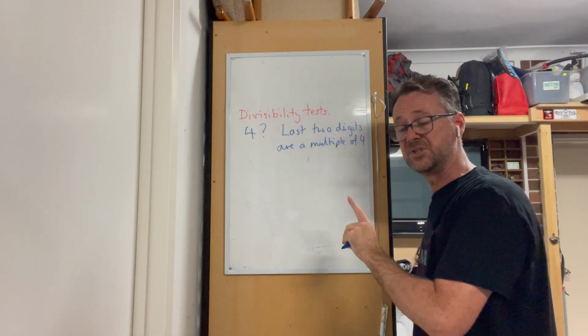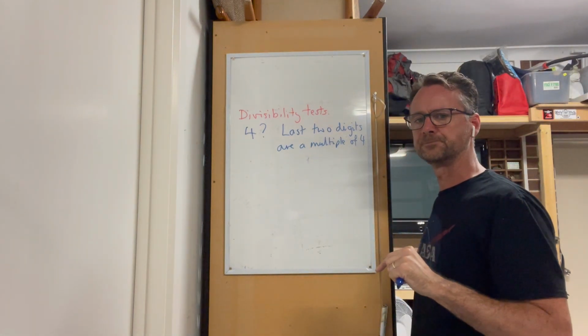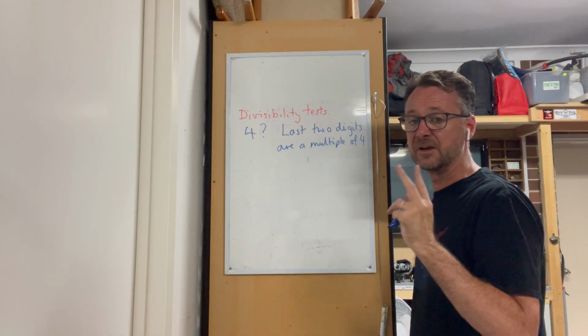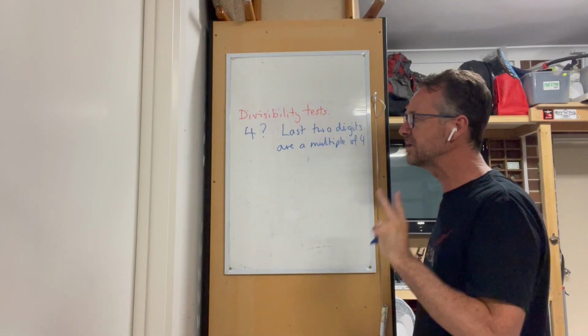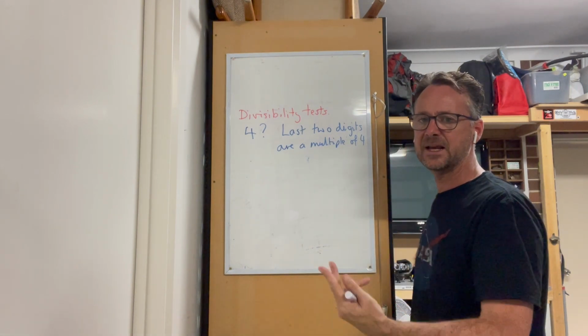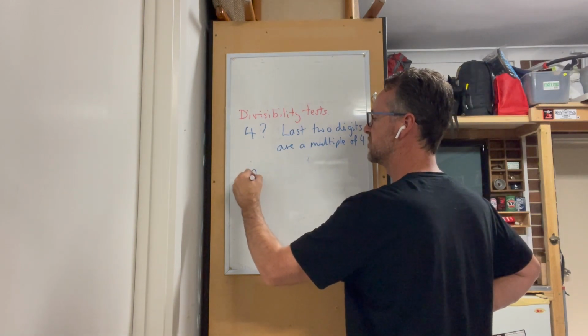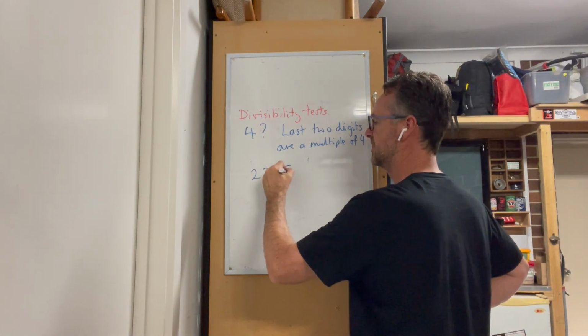Okay, now the number 4 is interesting because with the number 4, we really only have to consider the last 2 digits. And the reason for that is if we take any other number, so let's take a large number, okay, let's say like 2,348, okay?